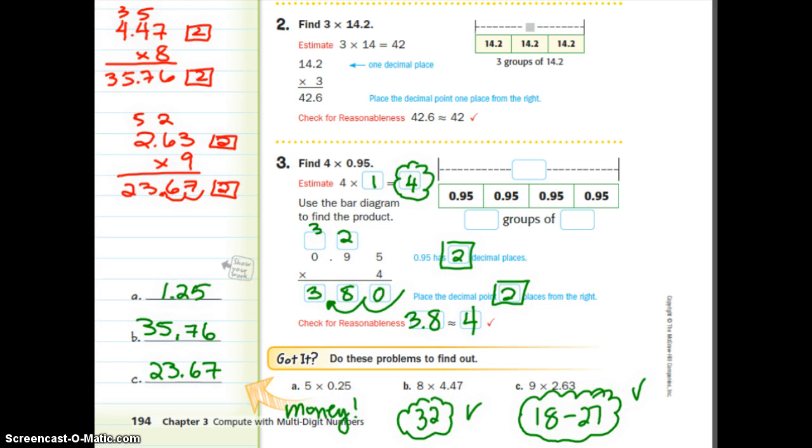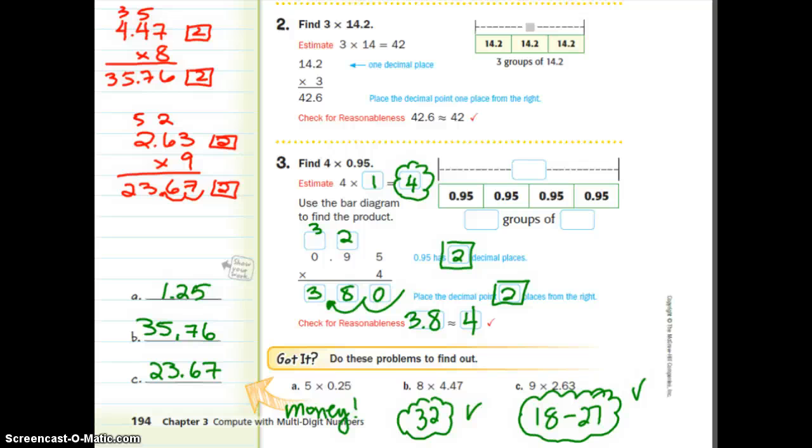Did you get what I got in number A? I got 1.25. And notice that I didn't put an estimate there. I put the word money because I thought about it in terms of money. We know that a quarter is worth 25 cents. We got 5 quarters in our pocket, which is worth $1.25.